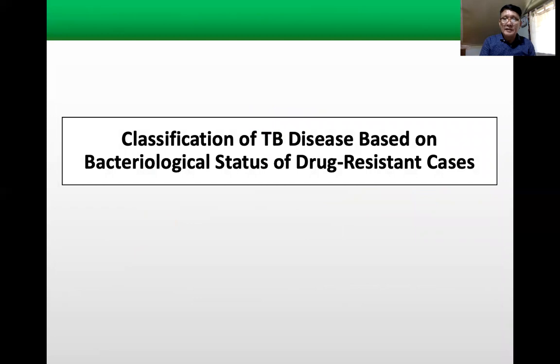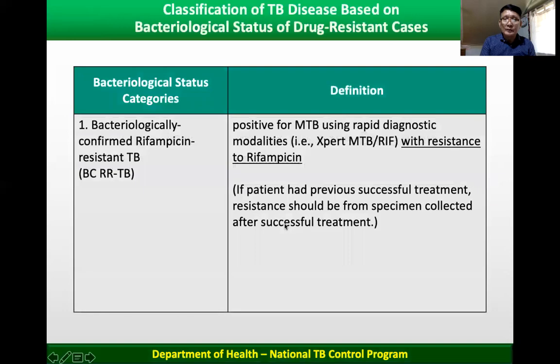Now, classification of TB disease is based on bacteriological status of drug-resistant cases. I think this has also been included in our previous MOP. So as a review, when we have the bacteriologically confirmed rifampicin-resistant TB or BCRR-TB, the definition is positive for MTB using rapid diagnostic modalities such as the GeneXpert with resistance to rifampicin. So this is BCRR-TB. So if the patient had previous successful treatment, resistance should be from a specimen collected after successful treatment.